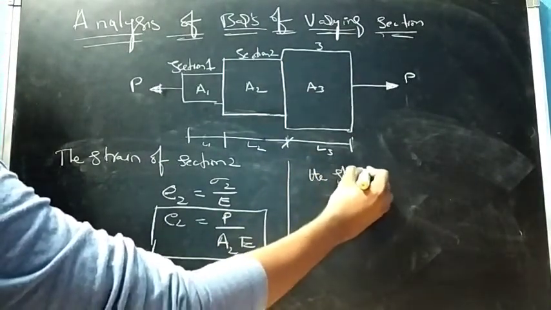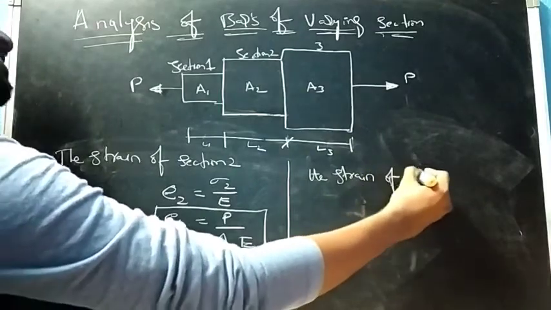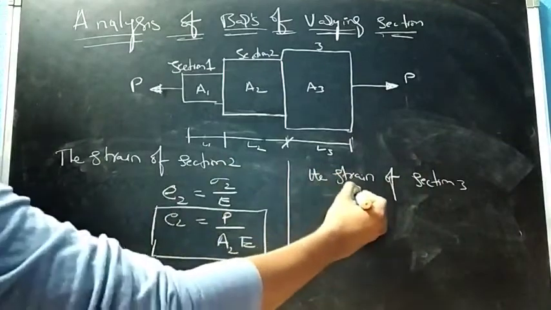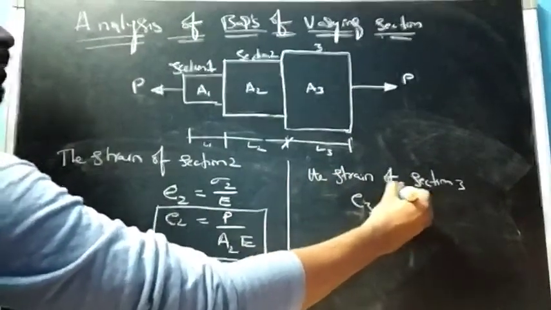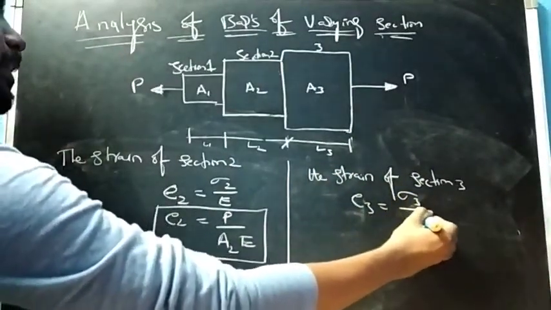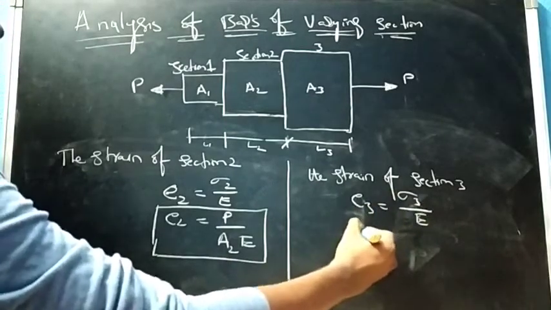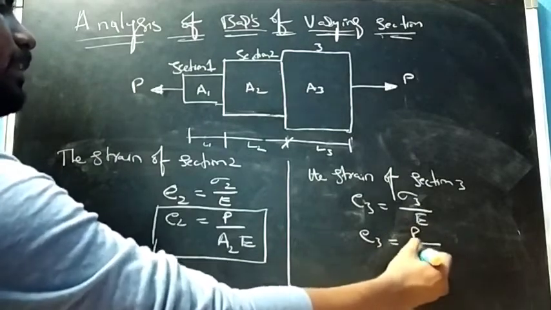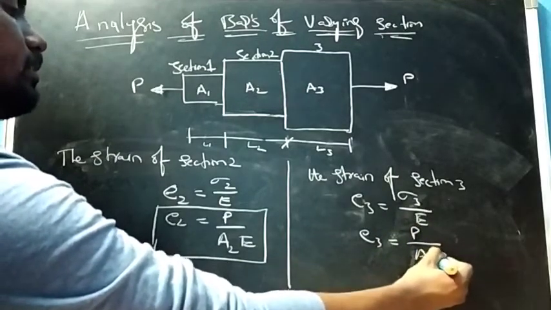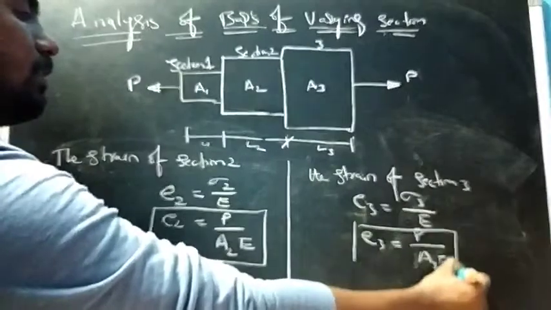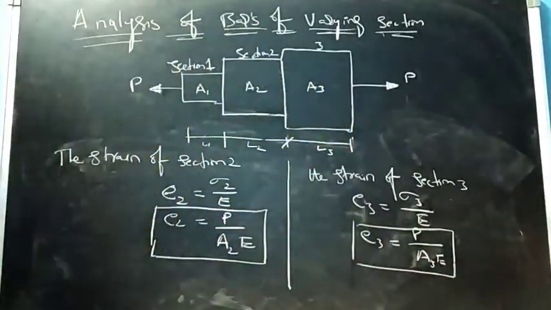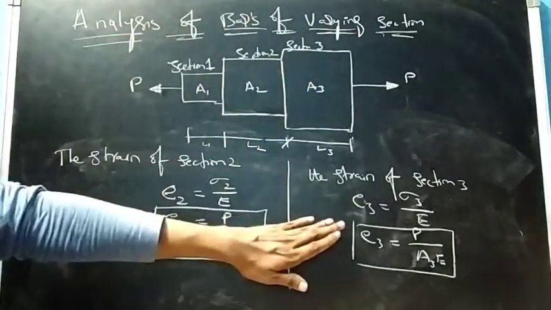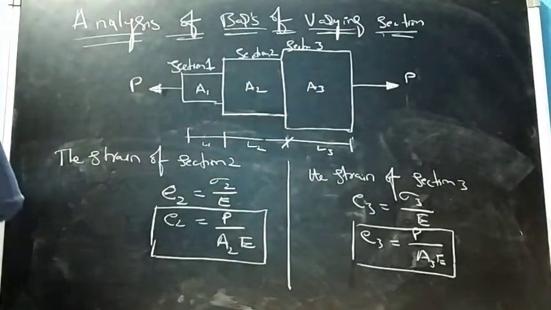The strain for section 3, what will it be? Epsilon 3 equals sigma 3 upon Young's modulus. So from this, epsilon 3 equals the load upon A3 E. This will be for section 3, right? Is it clear?